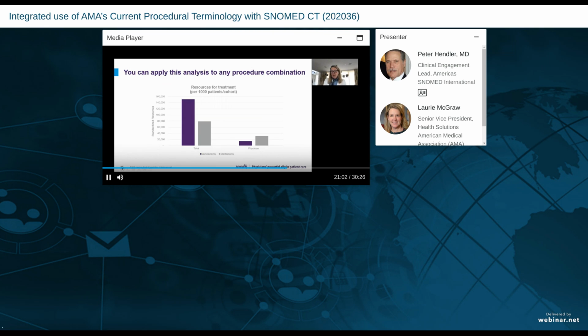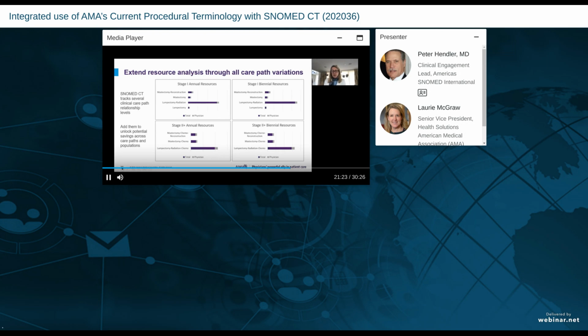With thousands of areas to evaluate, you can extend your analytics to any procedure combination and get a detailed breakdown of where your resources are being used. This analysis works at a high level, as in this example here, where we're comparing lumpectomies and mastectomies. The analysis can also work at a very detailed level through all care path variations.